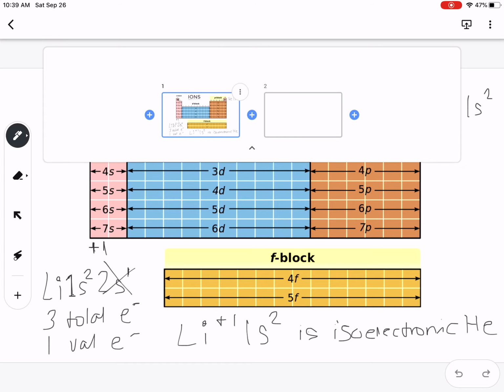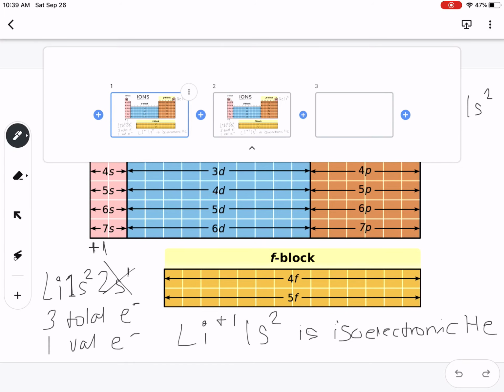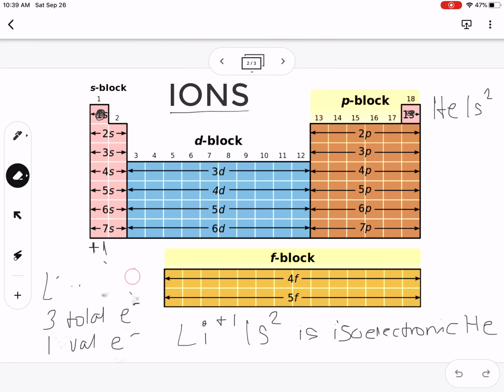Did not carry over my thing. There we go. It's a little bit better. So this works for everything that we have.